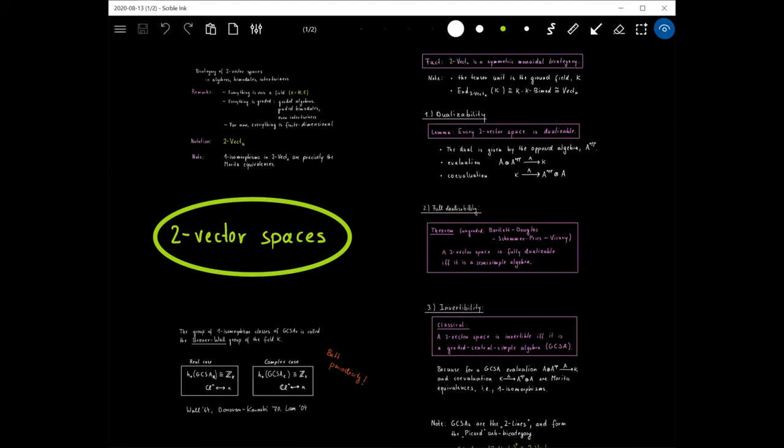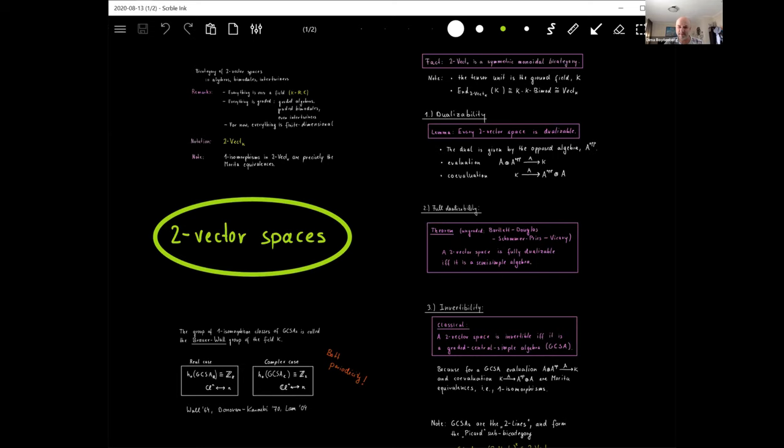Could you please remind us the definition of graded central simple algebra? Yes. First of all, the algebra is graded. And then it's graded central. This means that the even part of the center is the ground field. That's important because the Clifford algebras, for example, are not all central in the ungraded sense. And then simple just means simple as a bimodule over itself. Okay, so it's three separate properties. Yes. Thank you.